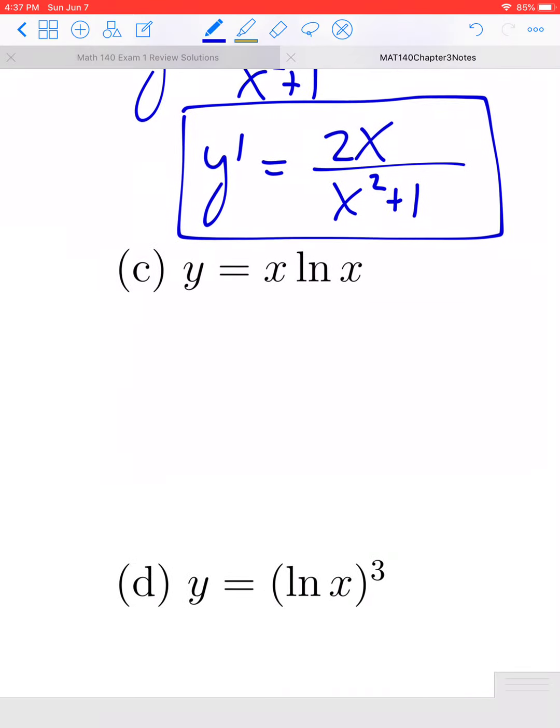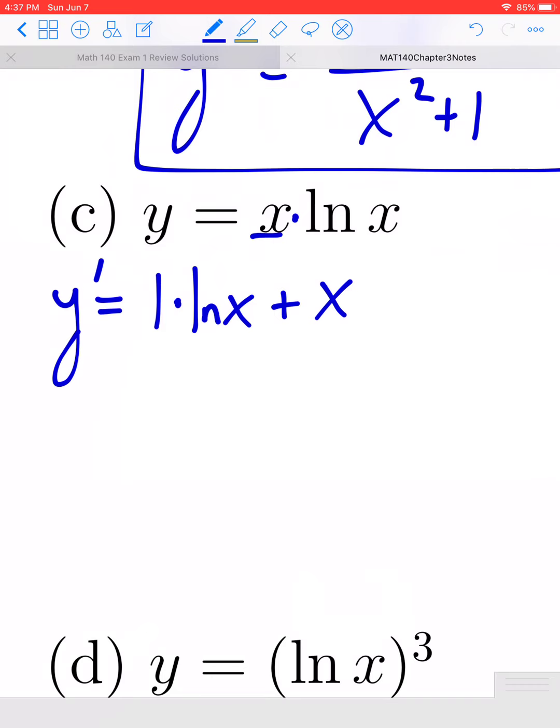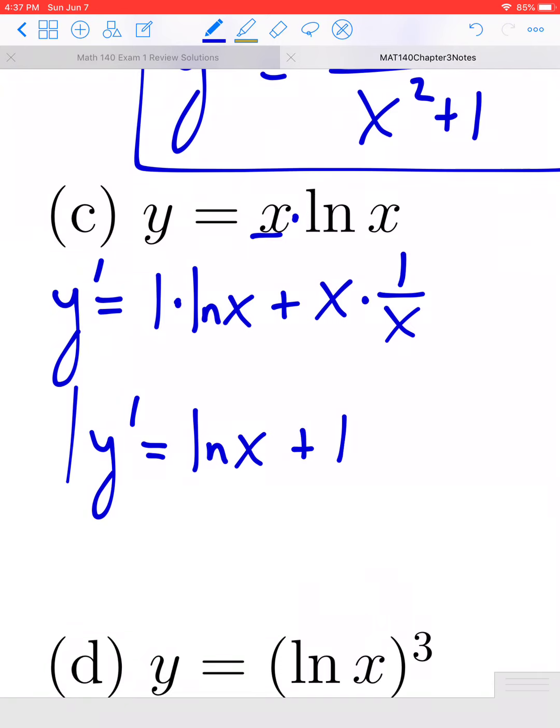Take a look at part C. In part C, what we have actually is a product. We have y equals x times the ln of x. Since we're differentiating a product, we need to use the product rule. Product rule says you do the derivative of the first term, that's going to be 1, times the second term, plus the first term times the derivative of the second term. Derivative of the ln of x, that's our new rule. This is going to be 1 over x. So y prime is equal to the ln of x plus x times 1 over x, which would give us 1.